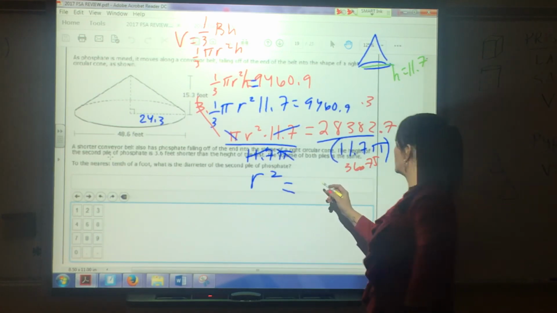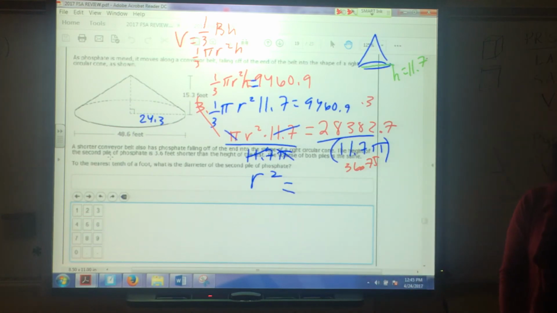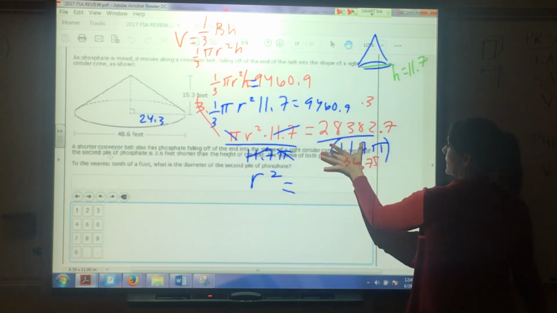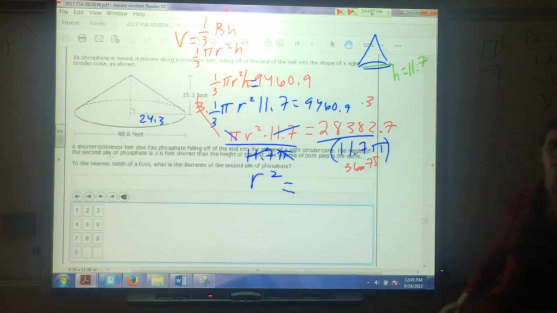Please. So you have to figure it out. Do you see what I'm saying? Because if not, what your calculator is going to do is it's going to do this divided by this and it's going to multiply it by the pi. And you don't want to do that.